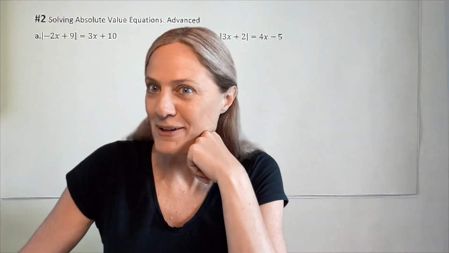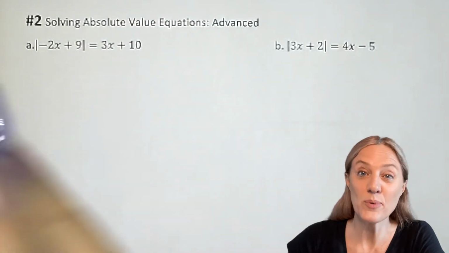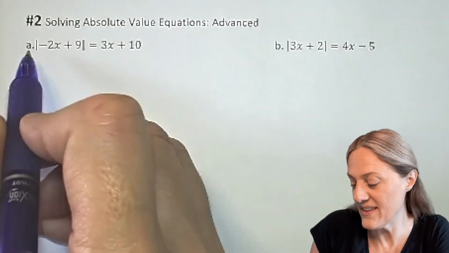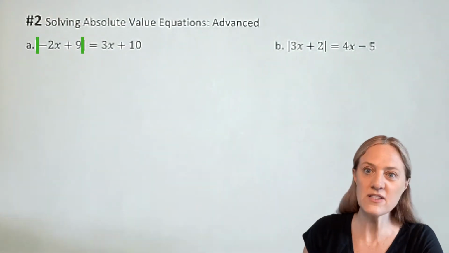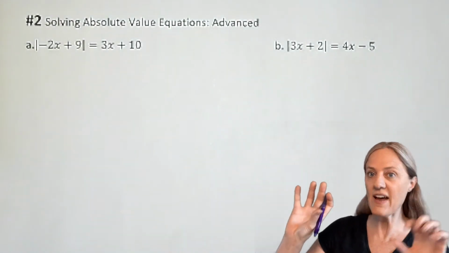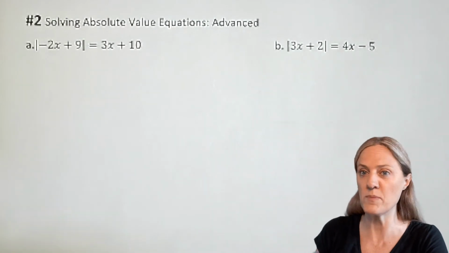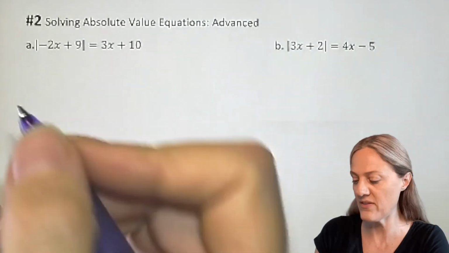Look at this next one we get to do. So this one is set equal to an expression, and we still deal with it the same way. We have the absolute value bars, so we're going to break it out of the absolute value by setting it equal to the negative value and the positive value. But because it's equal to an expression, we have to be super careful. Watch your math notation here.